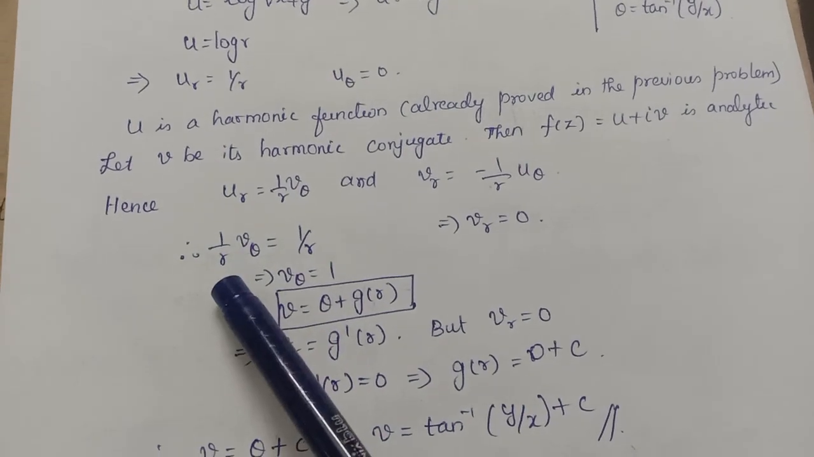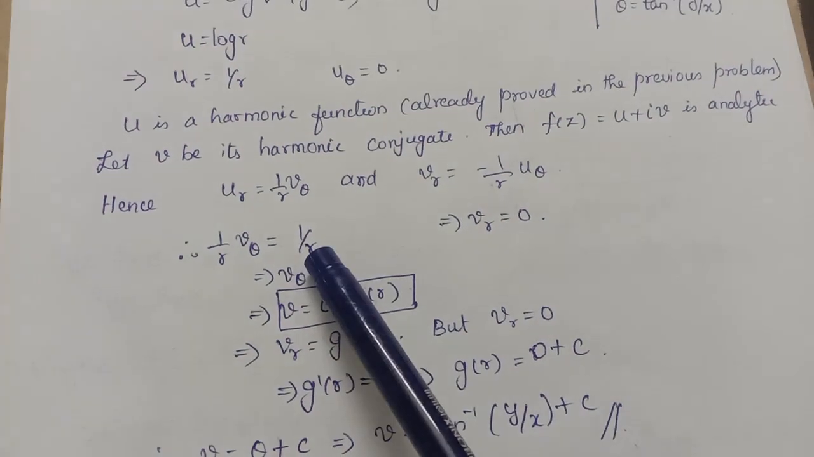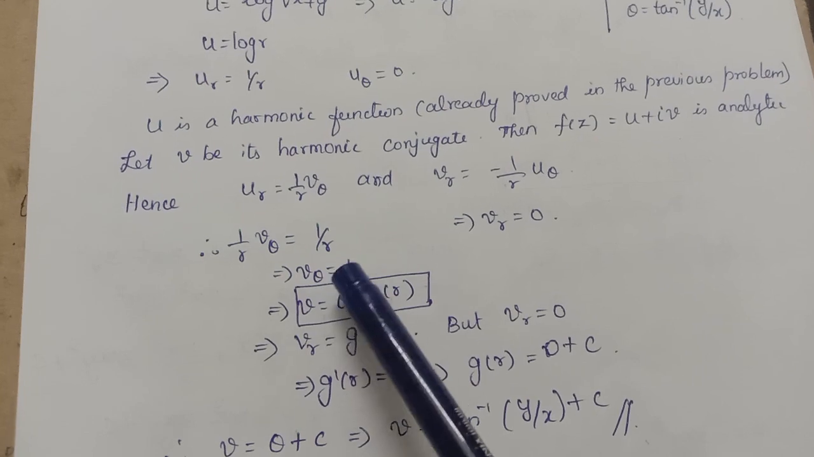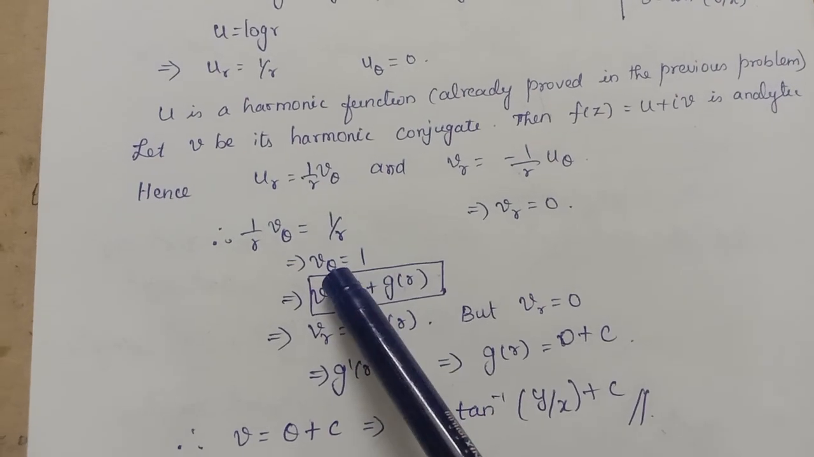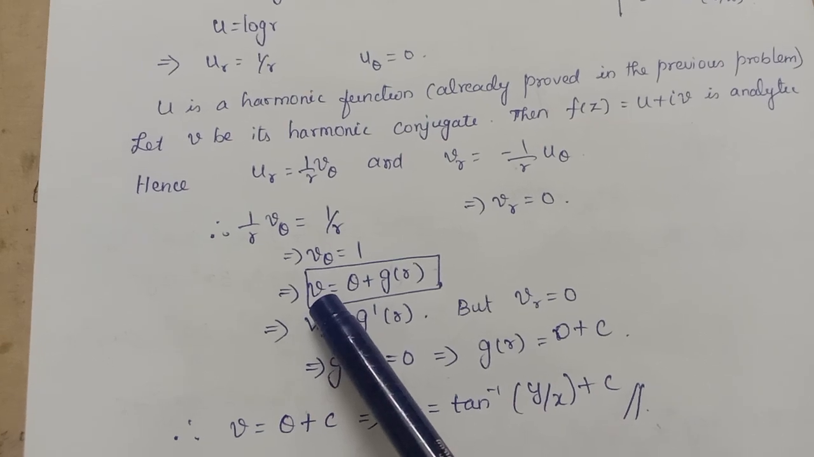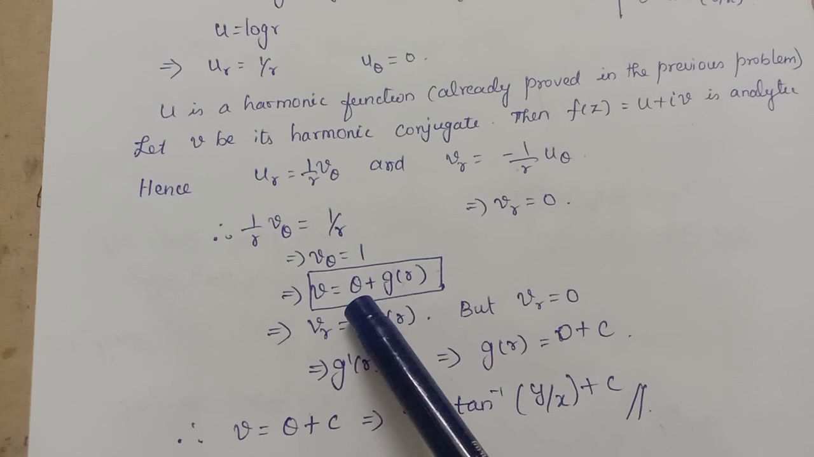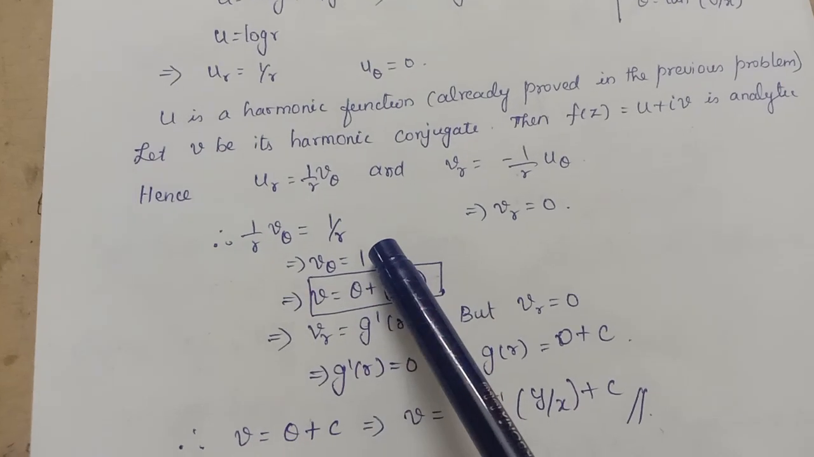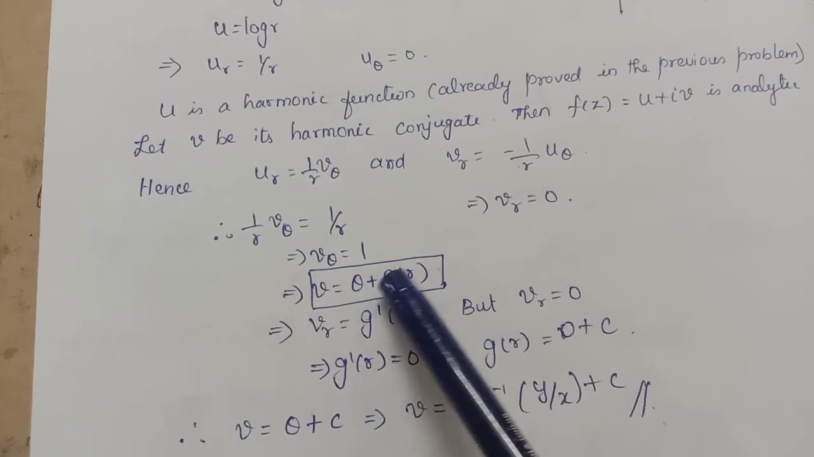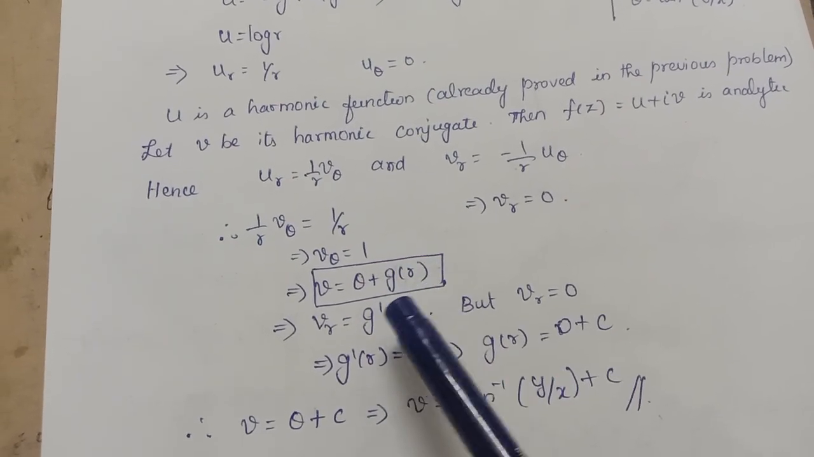Now substitute the value of ur. Ur is 1 by r into v theta, equal to 1 by r. This 1 by r gets cancelled. So what do I get? V theta equal to simply 1. If I integrate this expression with respect to theta, I will get the value of v. So v equal to theta plus, while integrating with respect to theta, r is kept as a constant, so plus g of r, where g of r is a constant function.